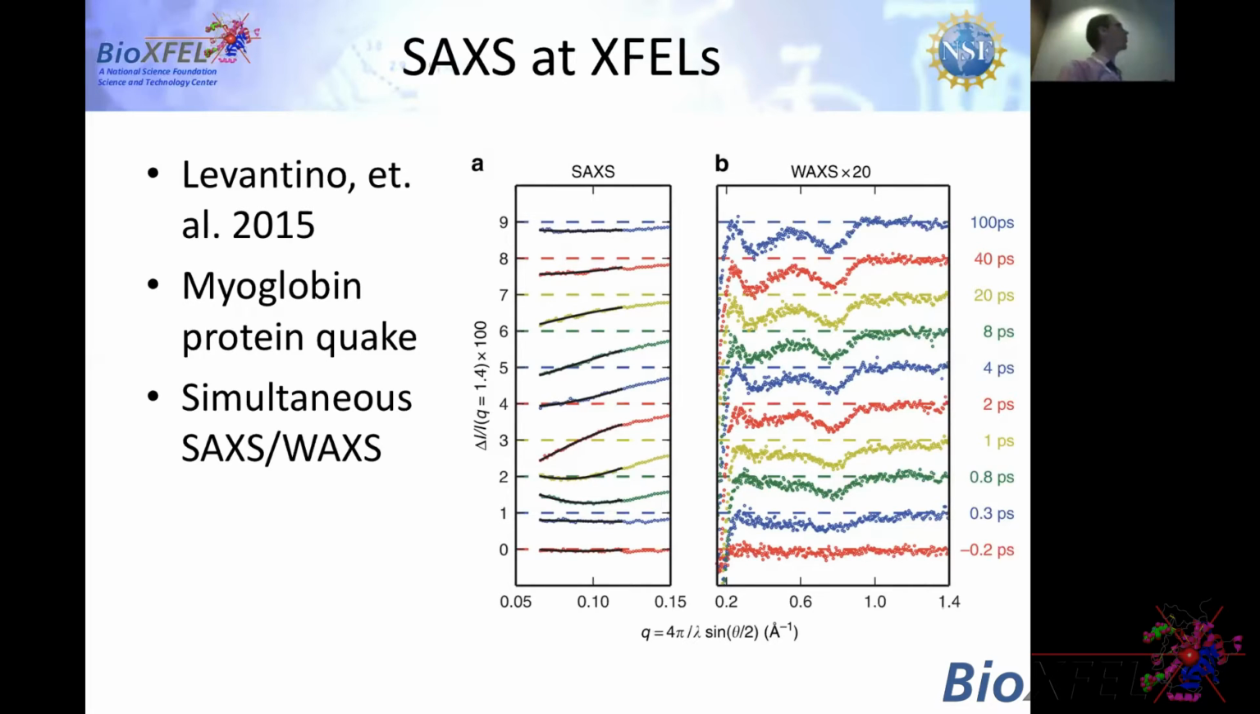Because the protein quake should not only have high resolution changes, it should actually have low resolution changes because it's the entire structure of the protein that's changing. And so you can see that as a function of time, the SAXS region here changes, and they fitted this with what's called Guinier's law, and they were able to get information about the radius of gyration and the volume of the particle. But they also showed that there were high resolution changes as well.